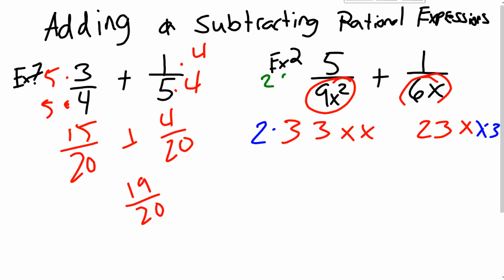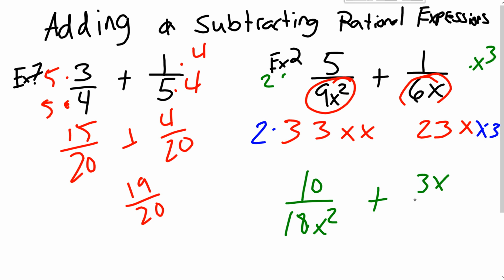So this one I need to multiply top and bottom by 2. So I get 10 over 9, and by 2 on bottom would be 18x squared. This one I just need to multiply by x and 3 on bottom. So that's a 3x. And on bottom I'm going to get 18x squared. Okay, now I can go ahead and add the tops. So I get 10 plus 3x.